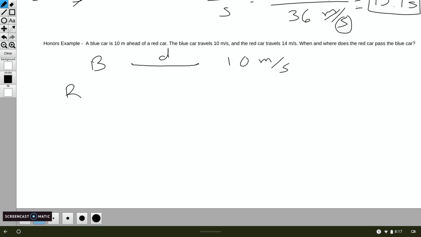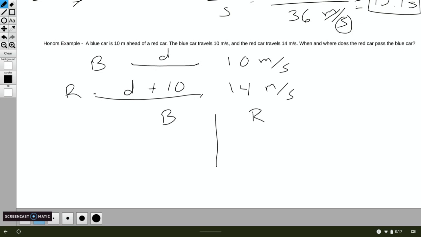The red car starts 10 meters behind, so it's going to start back here. It's going to go to the same endpoint, and it's going to travel at 14 meters per second. Its distance is going to be, because it starts 10 meters behind, it's got to go 10 meters further. So this is going to be D plus 10. Now we're ready to start writing equations. I recommend you draw a line down the middle of your page, label one side blue, label one side red. It helps keep you a little bit organized.